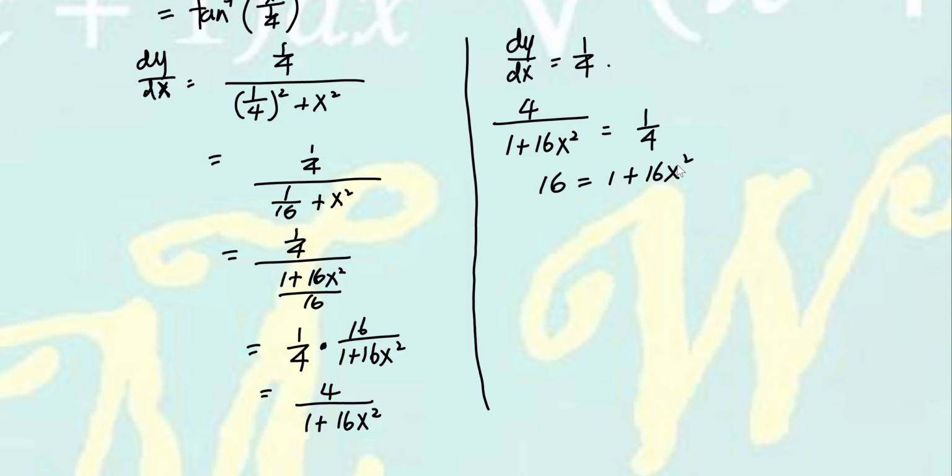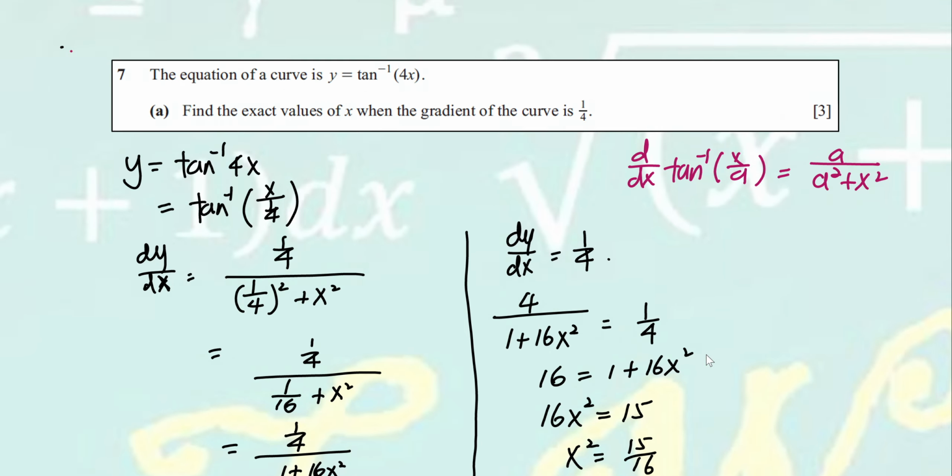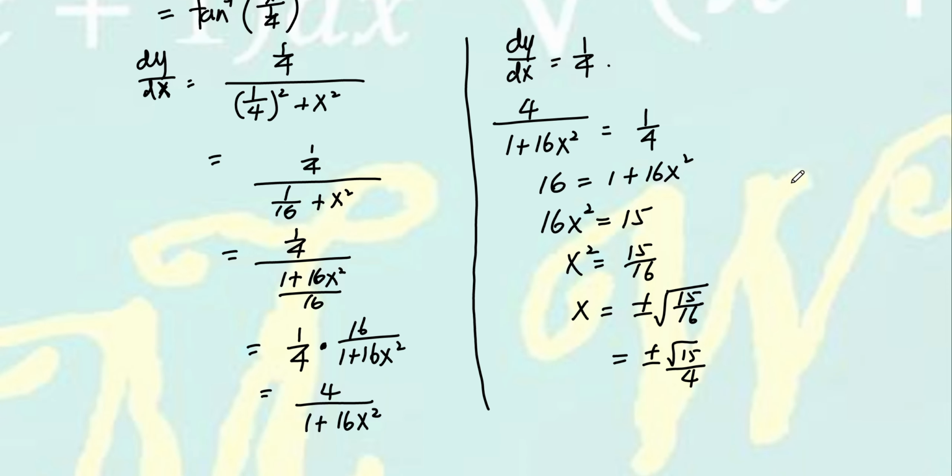And now rearrange to get x squared on one side, then the number on the other side. So I will be getting 16x squared equals 15. So your x squared will be 15 over 16. Your x will be plus minus square root 15 over 16. Then here it is going to be plus minus square root 15 divided by 4. Okay, so let's look at the question. There's no special rule for the x. Therefore, this will be your x value.